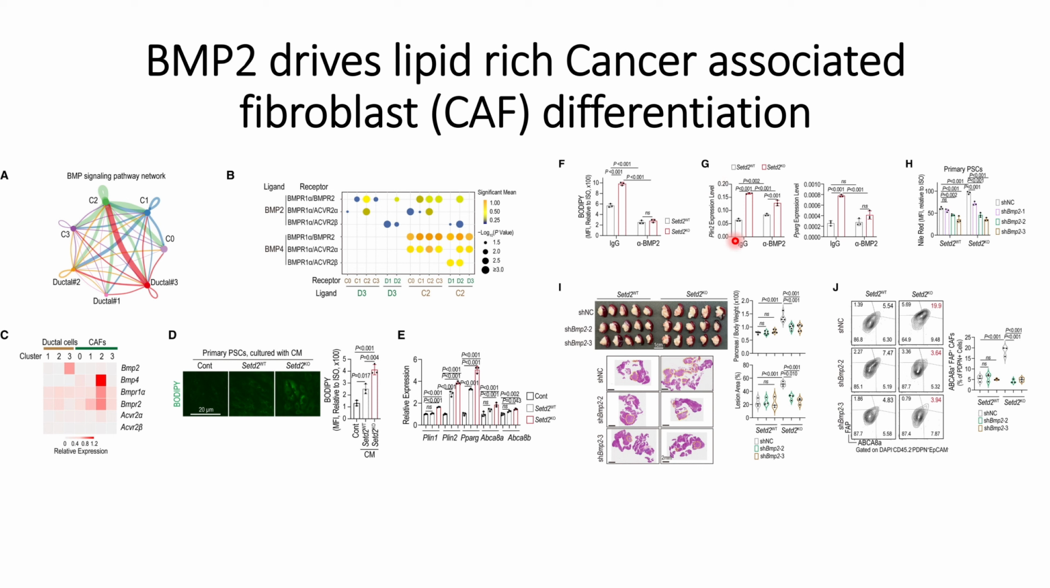And when they check the lipid marker, that is PLIN2 expression, they find out that in the case of control, they see a high increase in PLIN2 expression, but when they use the SETD2 knockdown cells with anti-BMP2, they do not see too much decrease, but there is a decrease in the PLIN2 expression that can be seen here.